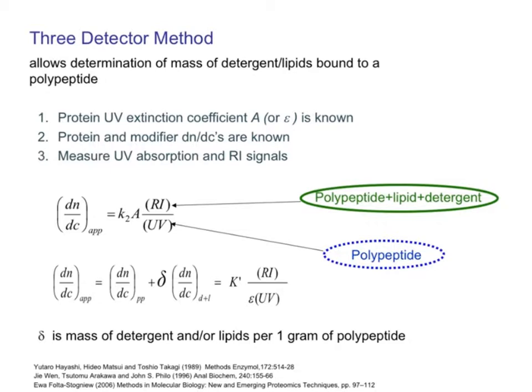To answer this question, we can utilize another piece of information that we can obtain from three-detector analysis. We can use the signals recorded by the refractometer and absorbance detector to compute the amount of the detergent that is associated with the polypeptide. Because lipids and detergent usually do not absorb in the UV, the UV signal represents the concentration of the polypeptide, while the signal created by the refractometer measures the concentration of the entire complex, namely polypeptide, lipids, and detergent. So between the two signals collected by UV and refractometer, we know the concentration of the protein and the concentration of the modifier. So we can do the math to compute how much modifier is associated with the polypeptide.